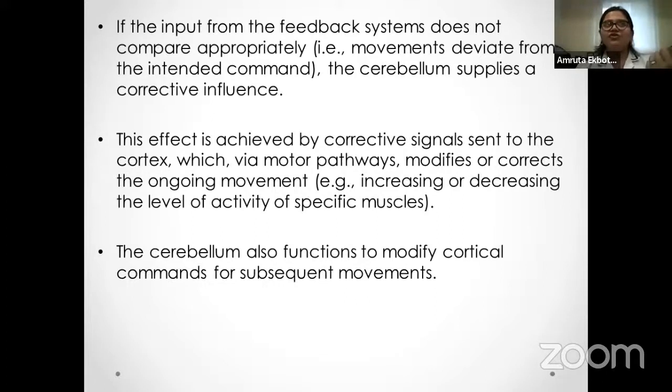So the cerebellum also functions to modify cortical commands for subsequent movements. Like if I'm lifting the object and taking it towards me, right, and placing it again on the designated place, these subsequent movements will also be modified according to the cortical commands by the cerebellum.